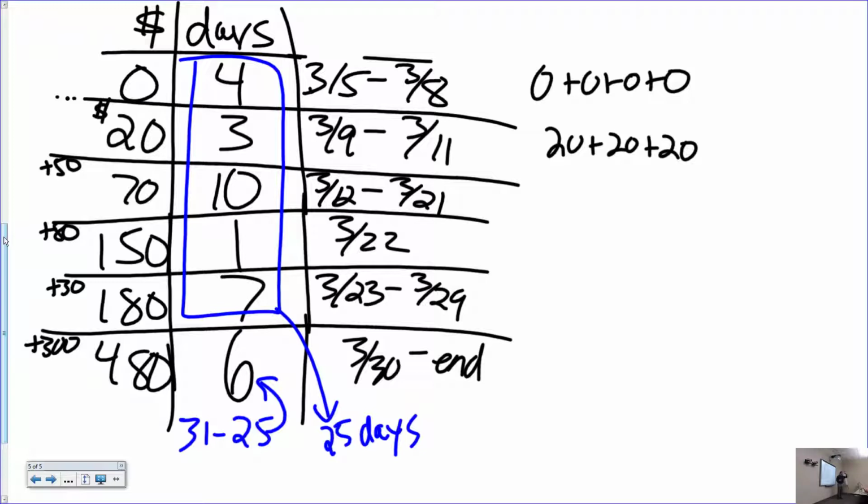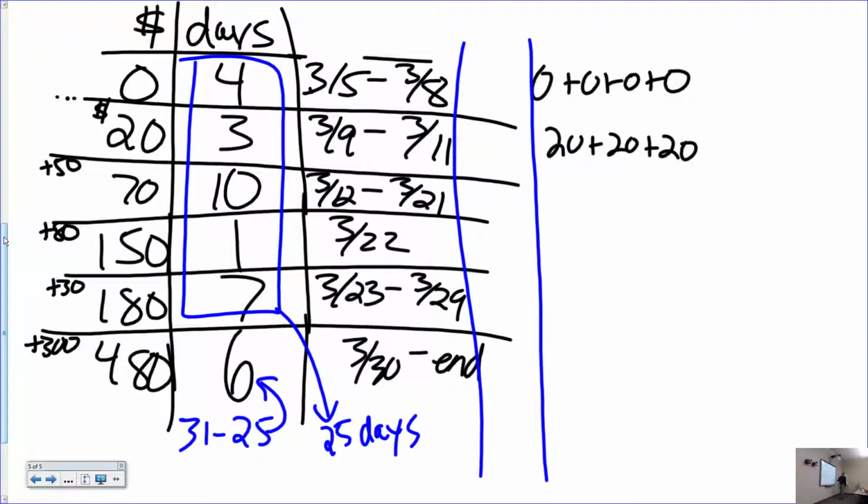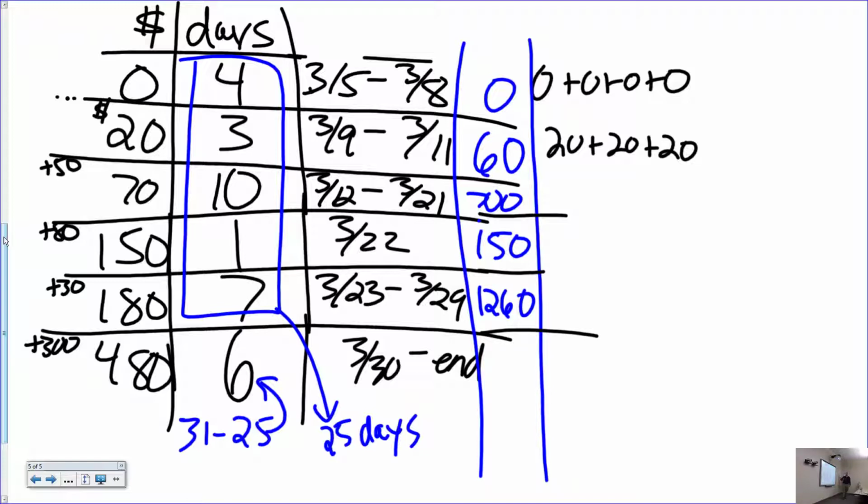Because you are math savvy, and you will say, hey, I know all I really have to do is multiply these numbers to figure out what their sums are, right? So you'll say, oh, this is 0, this is 60. What do 10 70s add up to? 700. What does 150 add up to? 150. What do 7 180s add up to? 1260. And last but not least, how much do 6 480s add up to? 2880.